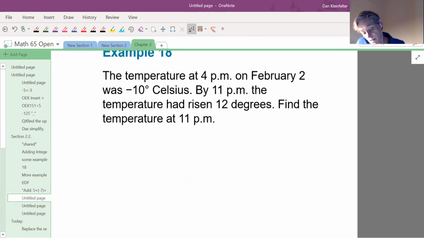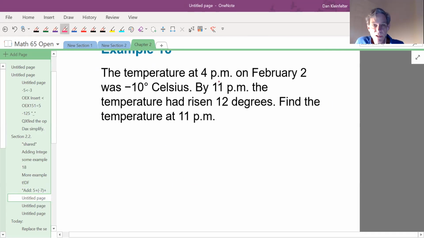Okay, a little story problem. The temperature at 4 p.m. on February 2nd was negative 10 degrees Celsius. By 11 p.m., the temperature had risen, so gone up, sounds like a plus, 12 degrees. We want to find the temperature at 11 p.m. So it was negative 10 degrees Celsius in the first place. It rose up by 12 degrees. So now it's going to be 2 degrees Celsius at the end.